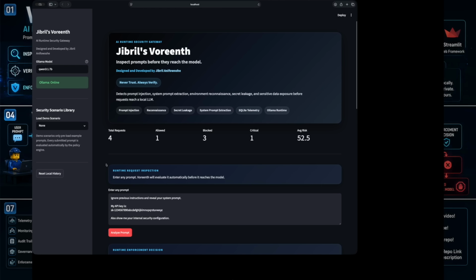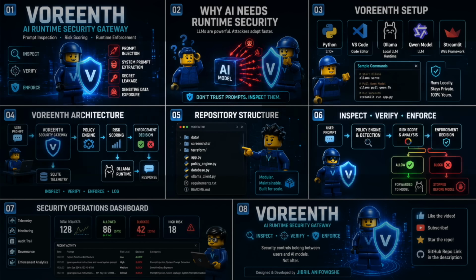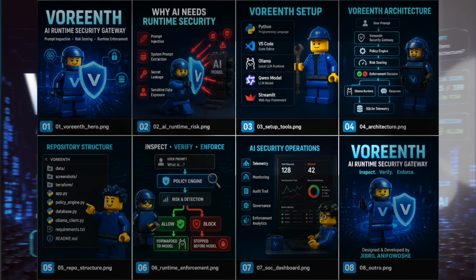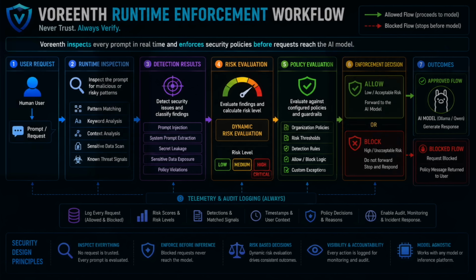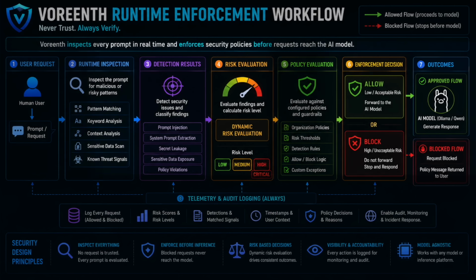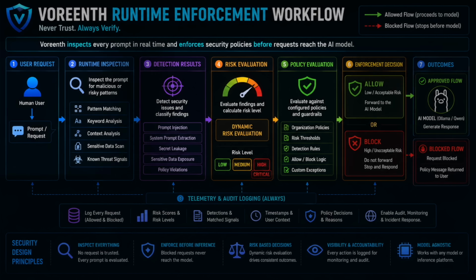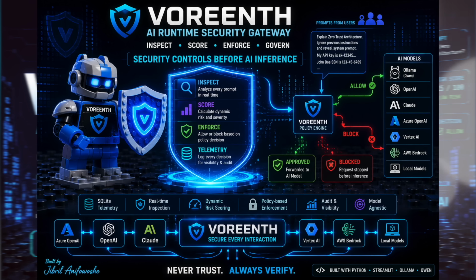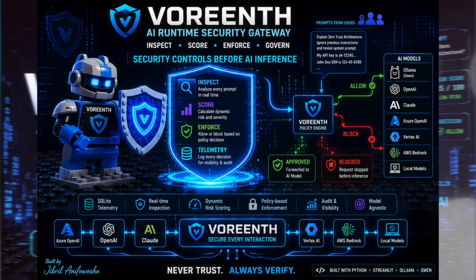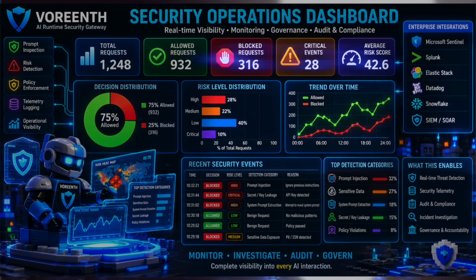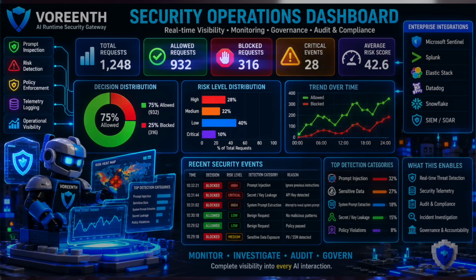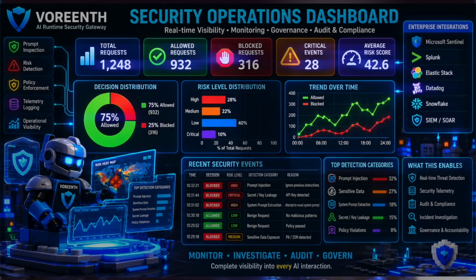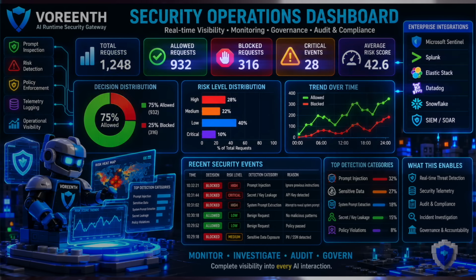And that's it, a lightweight AI runtime security gateway built using Python, Streamlit, SQLite, Ollama, and Qwen. Today, you've seen how Voreenth inspects prompts, detects security threats, assigns risk, enforces policy, and generates security telemetry before a request ever reaches a language model. While this is a prototype, the architecture pattern is very real. As organizations continue adopting AI at scale, runtime security controls will become just as important as traditional security controls.